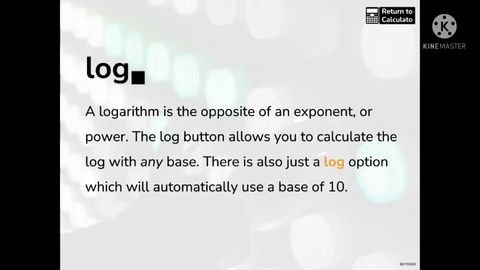The log button, or logarithm, is the opposite of an exponent, or a power. So for example, if I had 2 to the x is equal to 4, I could say log base 2 of 4 is equal to 2. As you know, the x would be 2 because 2 squared is 4. That's a logarithm. Alternatively, you could just use base 10, just log on its own. So log is the same as log base 10. Okay?